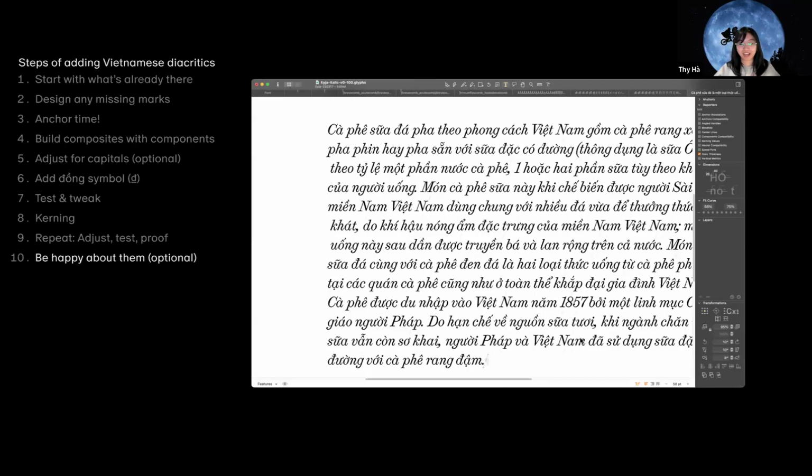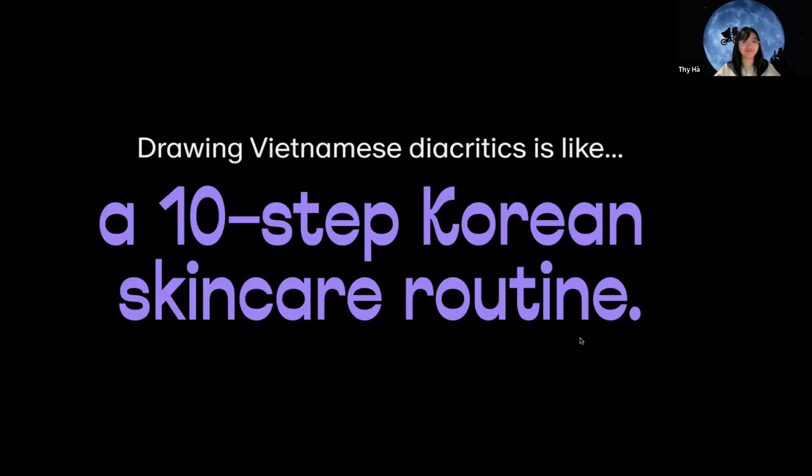And these 10 steps kind of remind me of a Korean skincare routine. Sometimes you don't really want to go through 10 steps, but it's good to go through them so that your skin can be better, or your font can be better, or you can support Vietnamese better.